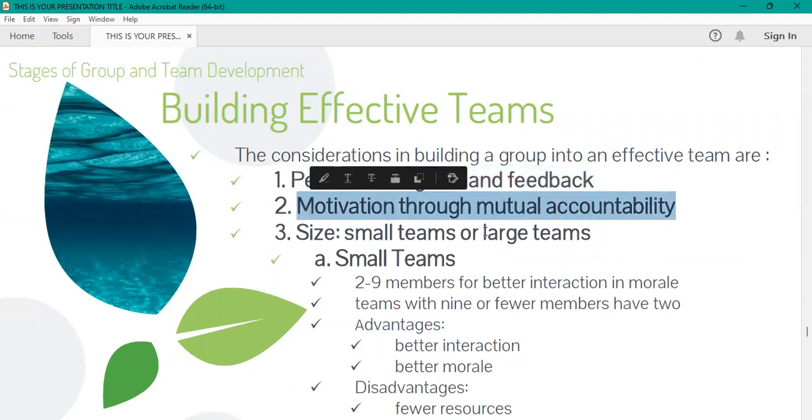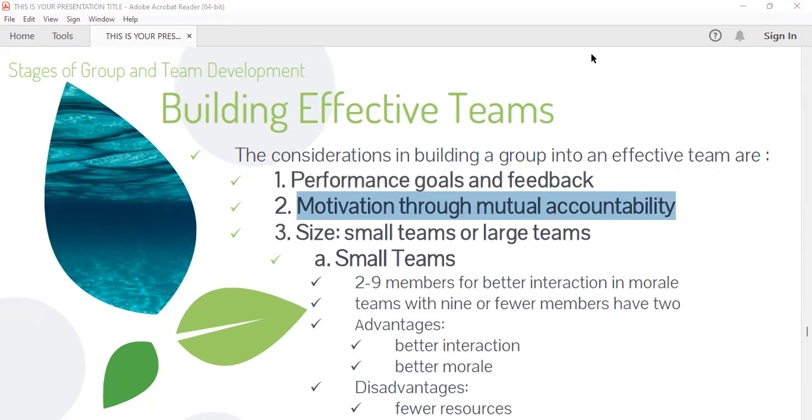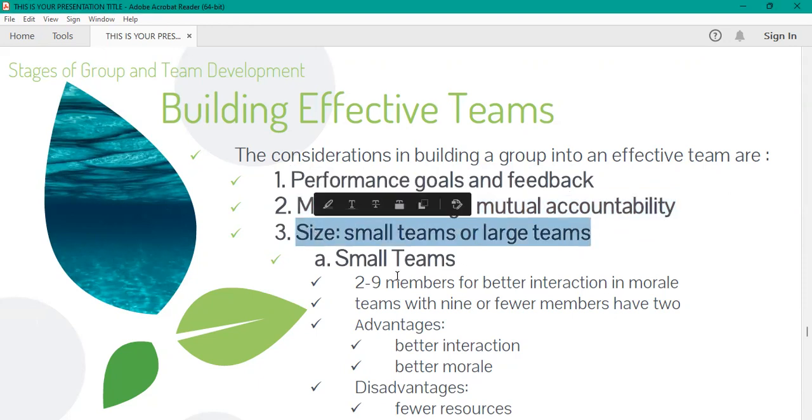Second would be motivation through mutual accountability. Everyone should be motivated to do their job. Part naman sa team, so kung kailangan, mag-lend of hand. The size will be dependent.